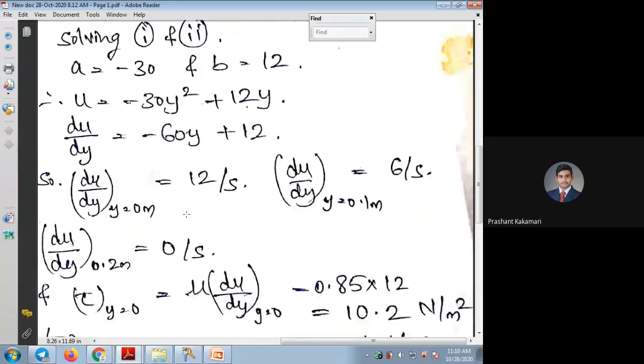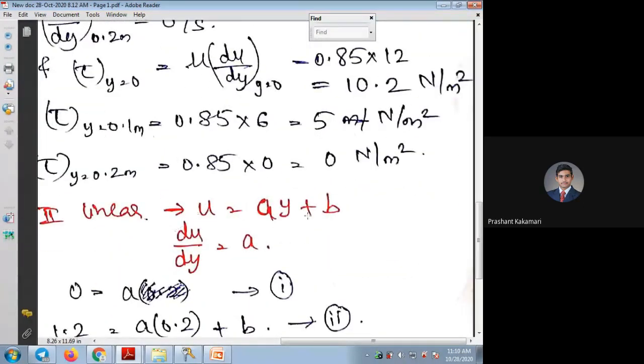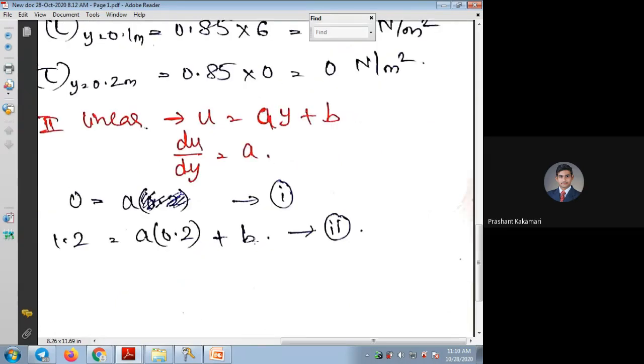And same can be continued for the linear case. The linear case, we can take the straight line equation, generalized straight line equation, ay plus b, with differentiation it will be a. So by these two conditions, you can substitute the values and find a and b values. So later you can proceed with the steps.